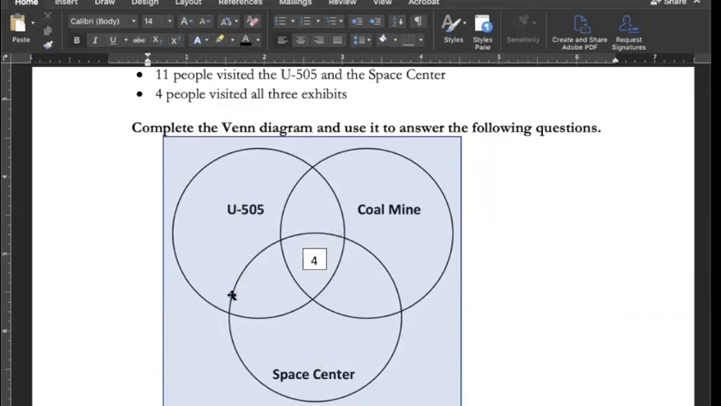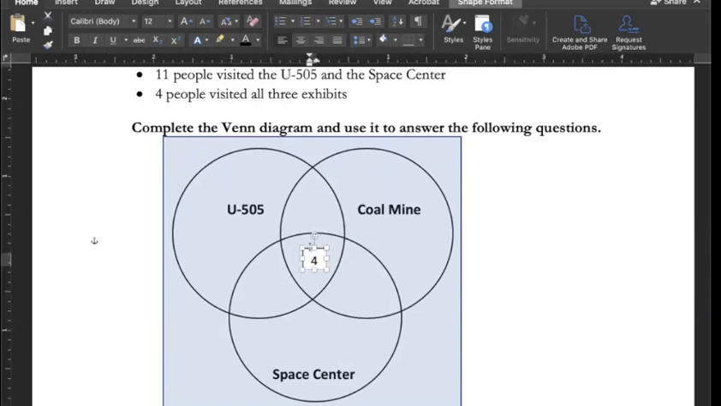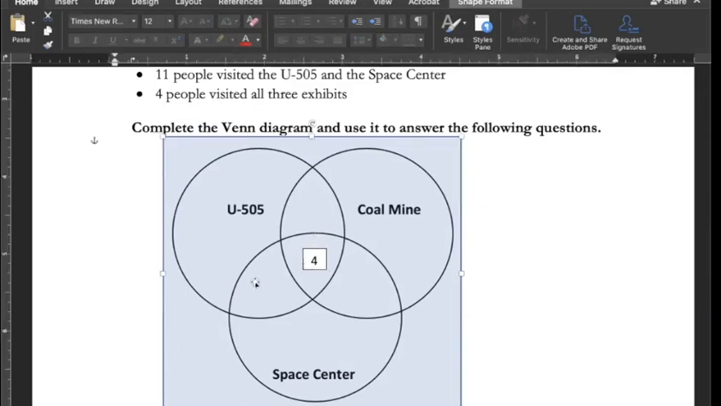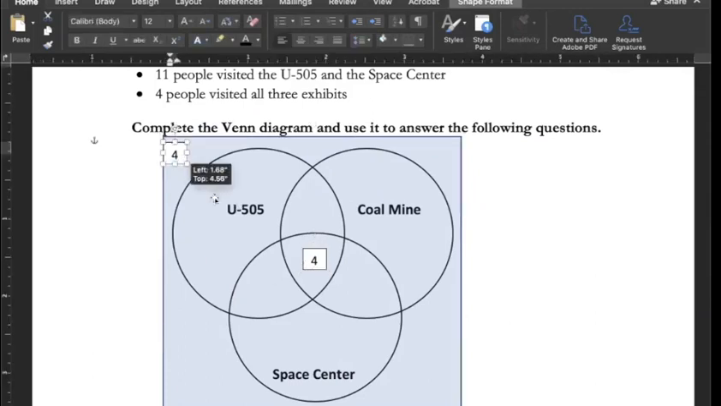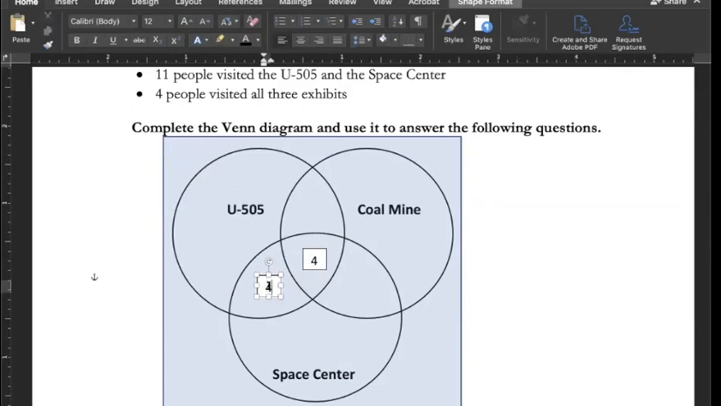Those 11 people are going to be in this football-shaped region right here, okay? Those 11 people are going to go in here. We've already counted 4 of them. So that means we are going to have the rest of the people in here, okay?